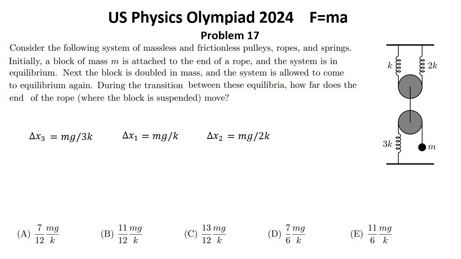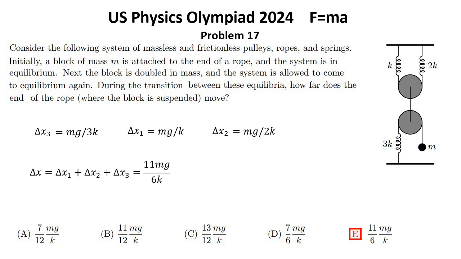Then the first and second springs increase in length by delta x1 equals mg over k and delta x2 equals mg over 2k. Finally, by considering how changes in length of each spring affect the position of the mass, we conclude the total delta x equals the sum of all three enlargements, which is 11mg over 6k. This is answer E, and this is the solution to problem number 17.